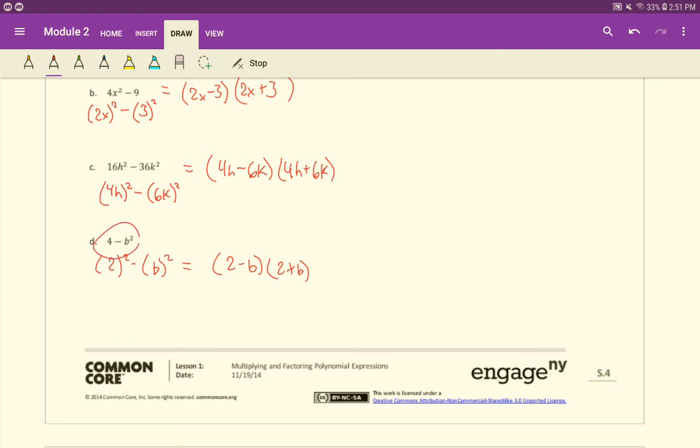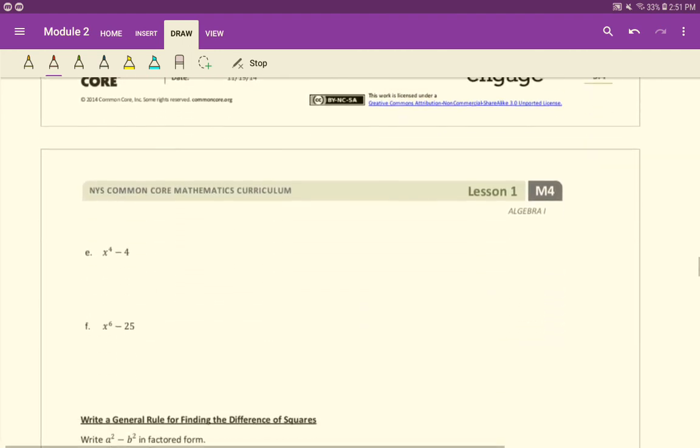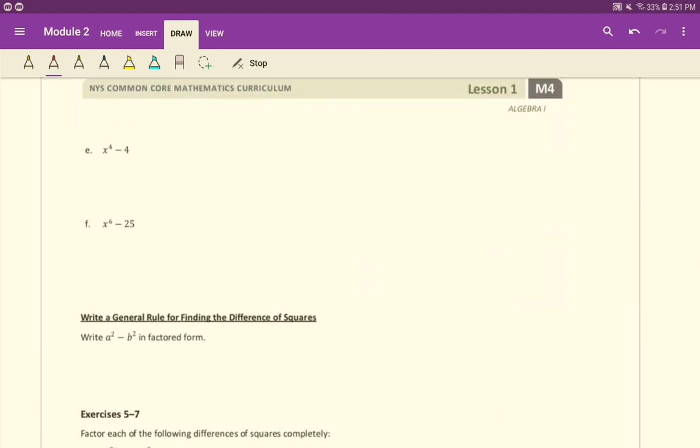You'll notice the order is reversed, right? Normally we had the variable first and then the number, but in this case they're reversed, so we're going to reverse these as well. Put the number first, then the variable. So we have 2 minus b, 2 plus b. And that's our answer there. Okay, that's difference of squares. There's 2 more here, so again, why don't you guys try these real quick, and then we'll do the general one right here.